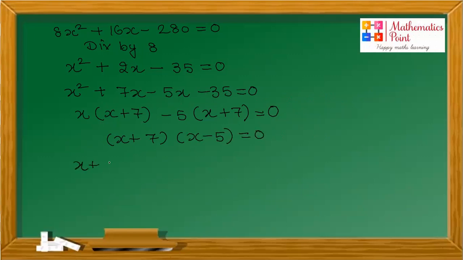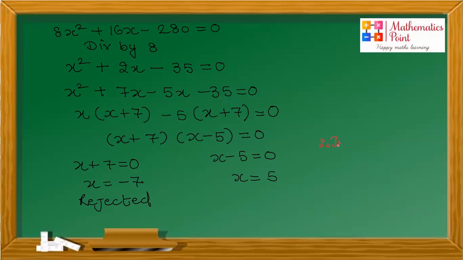Now, when we put x plus 7 is equal to 0, so x will be equal to minus 7, because we were supposed to find only positive odd integer, so x equal to minus 7 will be rejected because it is negative. Now we put x minus 5 equal to 0. So from here we get x is equal to 5. So this is the positive value, so we will consider it.